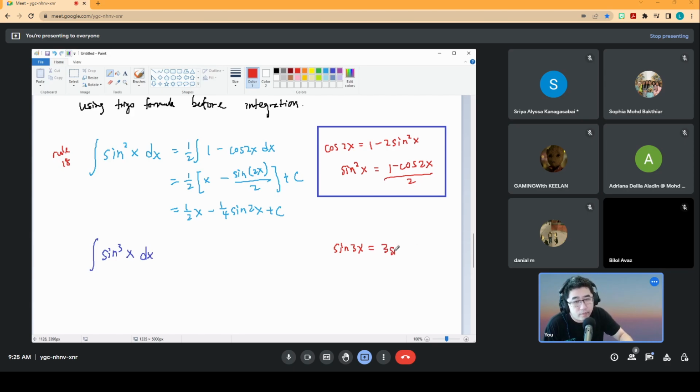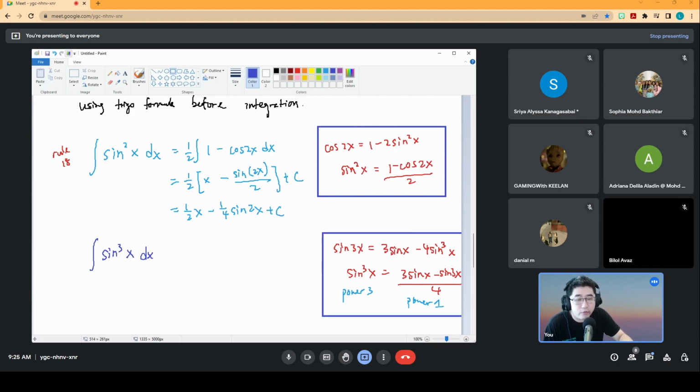3 sine x minus 4 sine cube x. Okay, we will have this formula. Then by writing sine cube x as my subject, I have sine cube x equals 3 sine x minus sine 3x over 4. You will see that I managed to change power 3 to power 1 after I rearrange the thing, by using the correct formula.